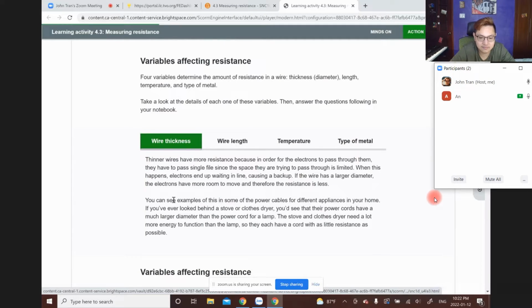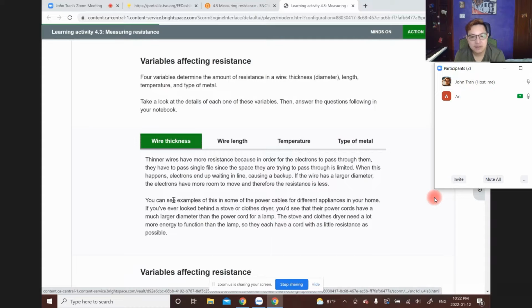You can see an example of this in some of the power cables for different applications in your home. If you ever look behind the stove or clothes dryer, you see that their power cords have a much larger diameter than the power cord of a lamp. The stove and clothes dryer need a lot more energy to function than the lamp, so they each have a cord with as little resistance as possible.